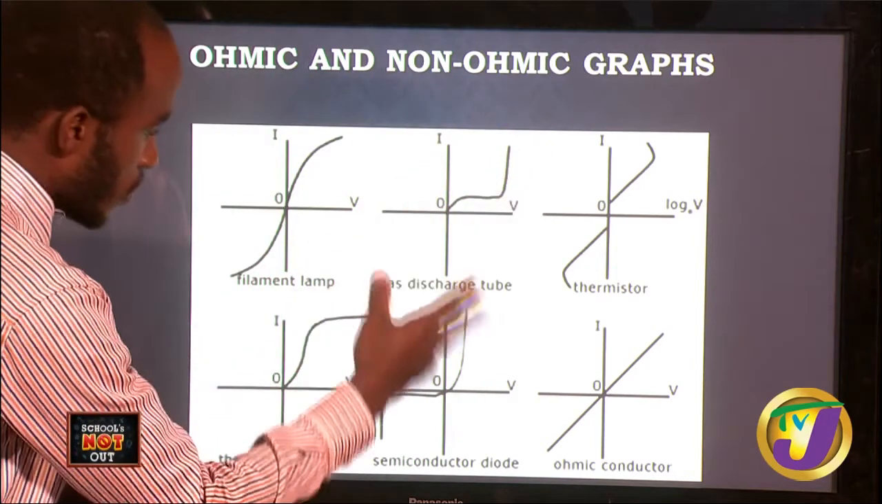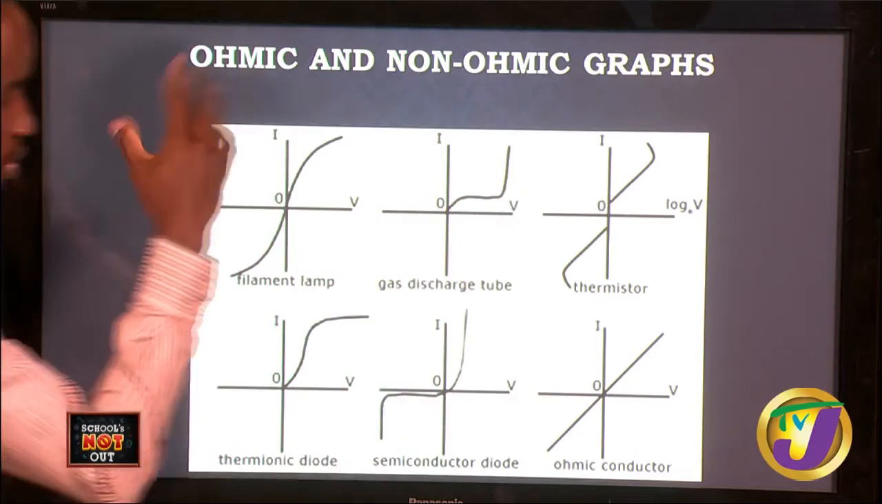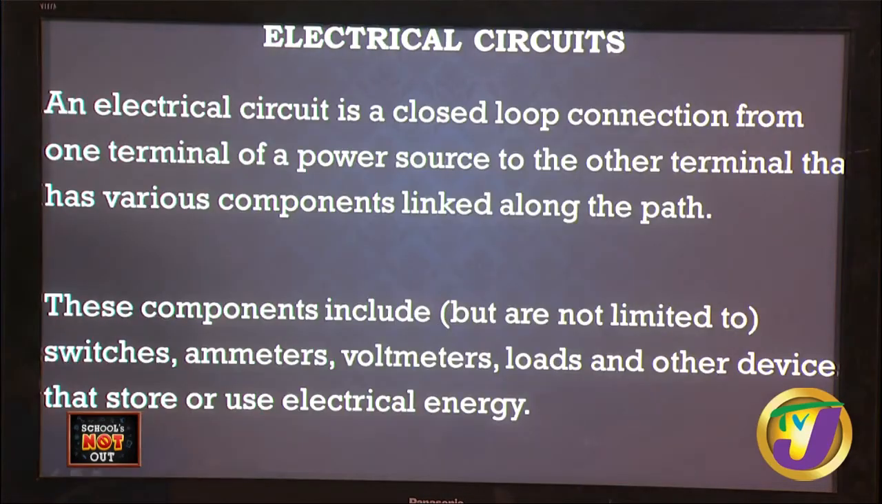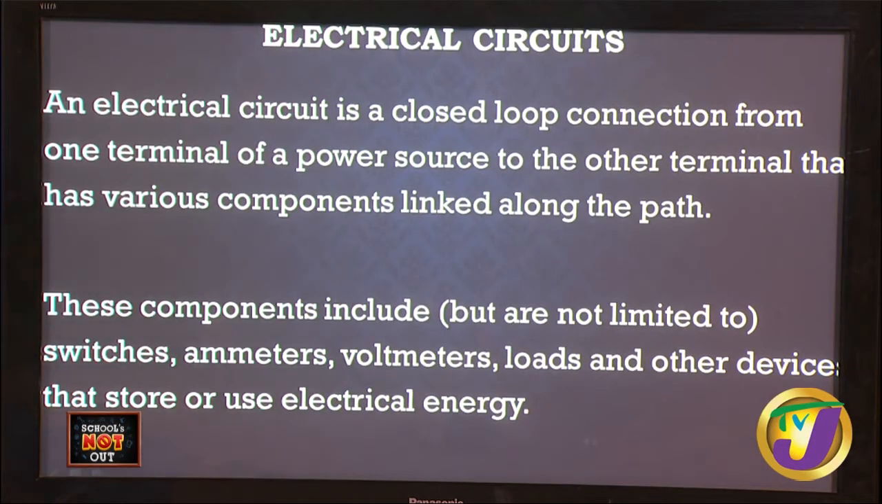All of these 5, they don't follow Ohm's law. Anything that follows a straight line relationship is an ohmic device. So just please bear that in mind. Now, moving on. Electrical circuits.